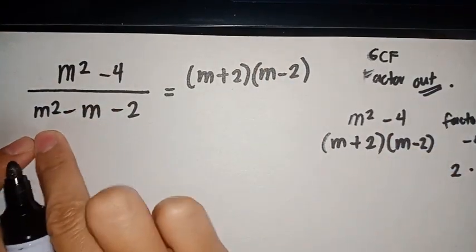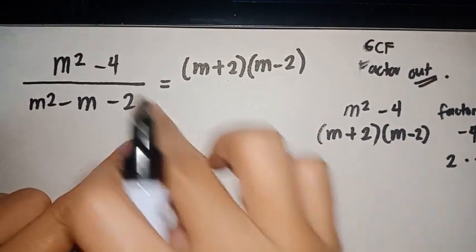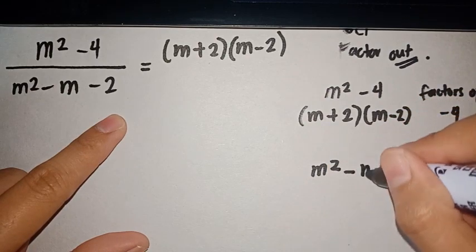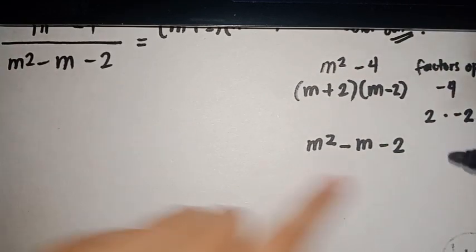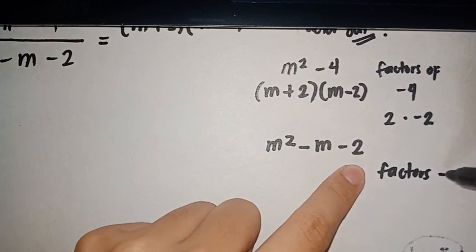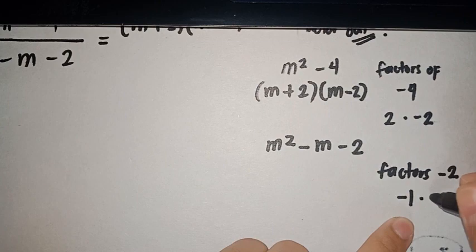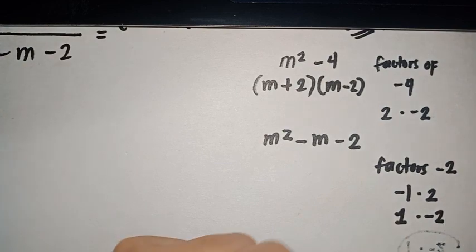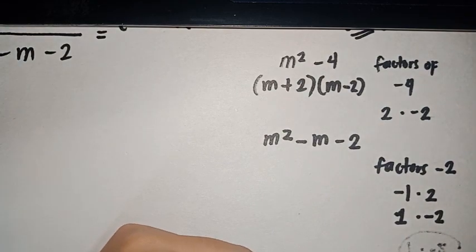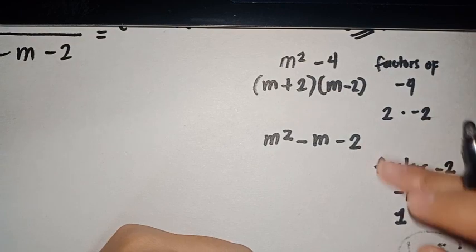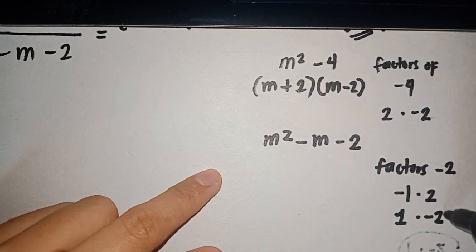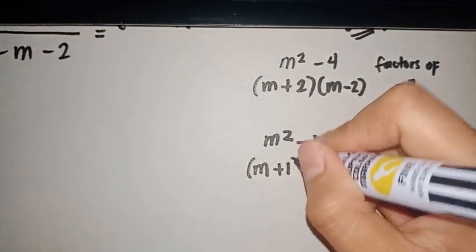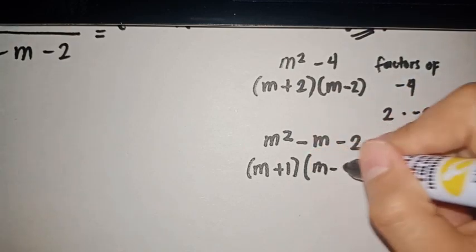Okay, next. Let's have the factors of m squared minus m minus 2. So we get the factors of negative 2. We have negative 2 times 1, negative 1 times 2. Now, the factors of negative 2, when we add, should result with negative 1. So the factors that we are looking for are positive 1 and negative 2. So we have m plus 1 times m minus 2.